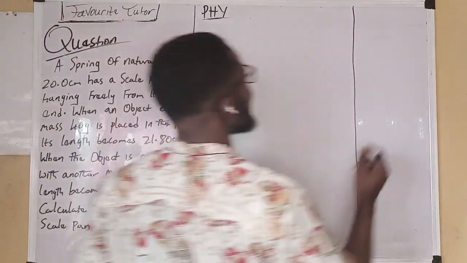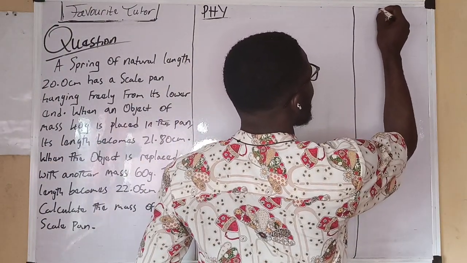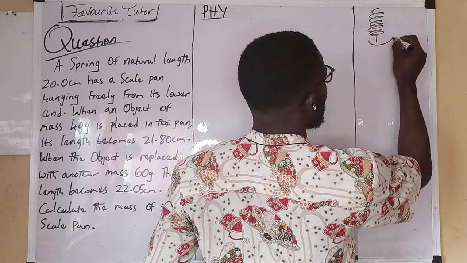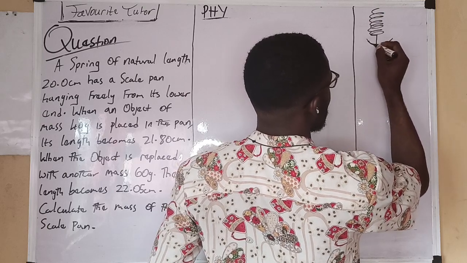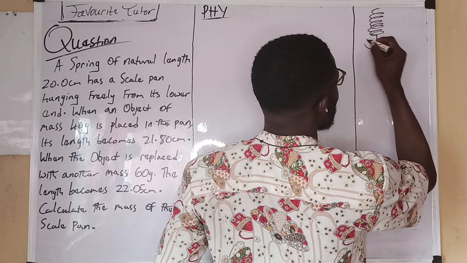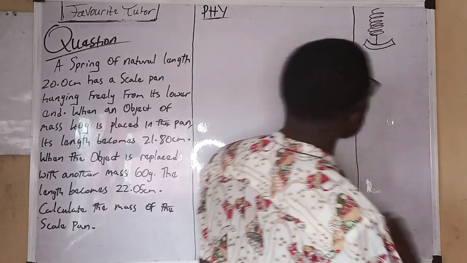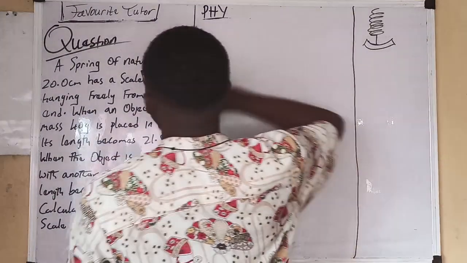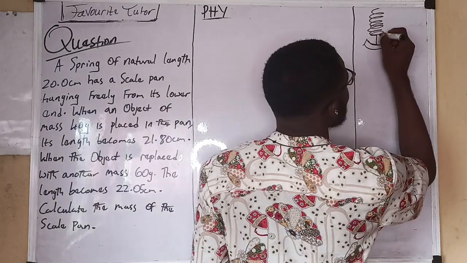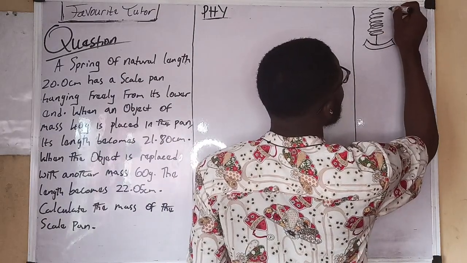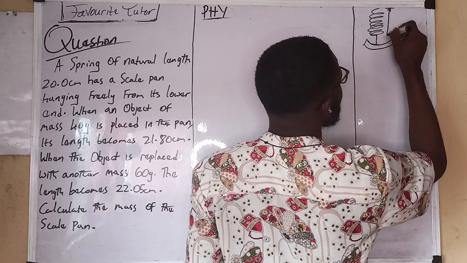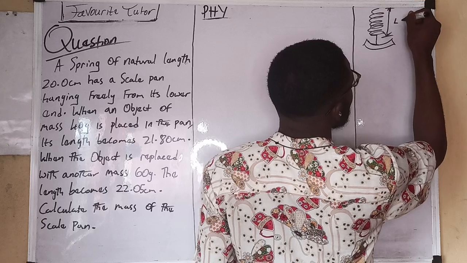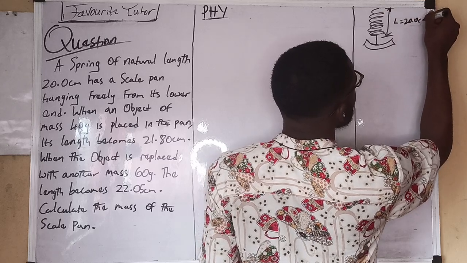Okay, let's say this is the spring. It has a scale pan. I hope my diagram is beautiful. Anyway, just manage it like that. The spring has a natural length of 20.0 centimeter, so therefore the original length of the spring is 20.0 centimeter.